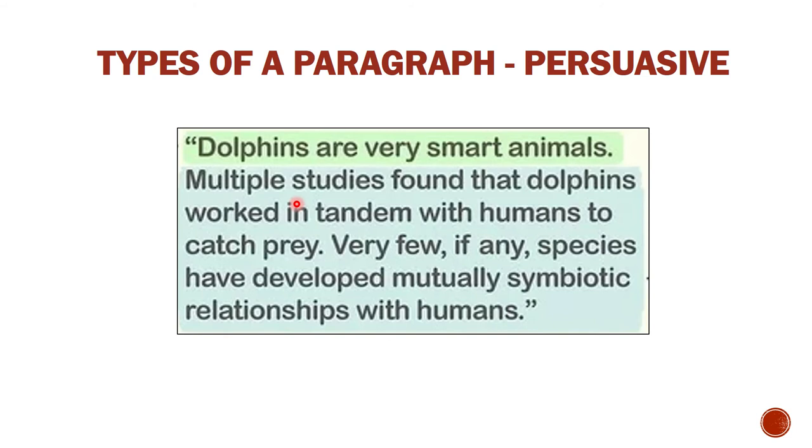He gives us the proof. He is going to tell us that multiple studies found that dolphins worked in tandem with humans to catch prey. Very few, if any, species have developed mutually symbiotic relationships with humans. Now here, it's a kind of evidence. This is the point the person makes, and this is the evidence, and then if we agree, we say, okay, dolphins are very smart animals. All right.